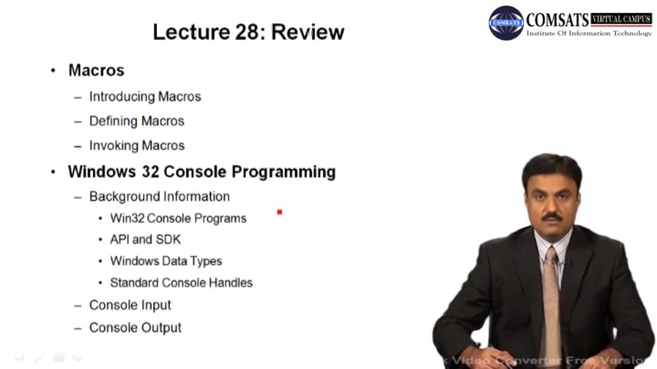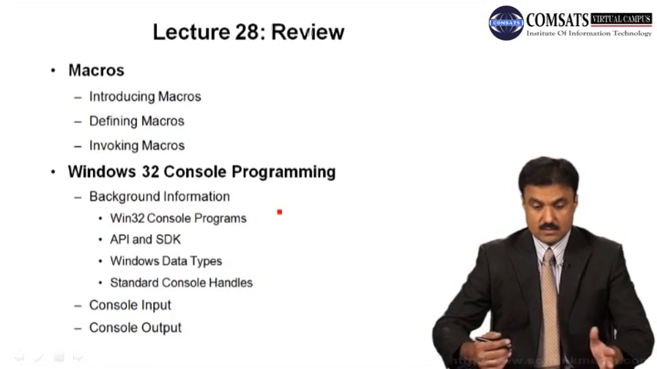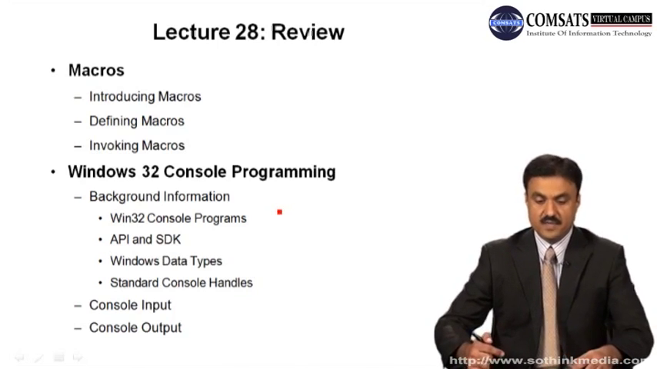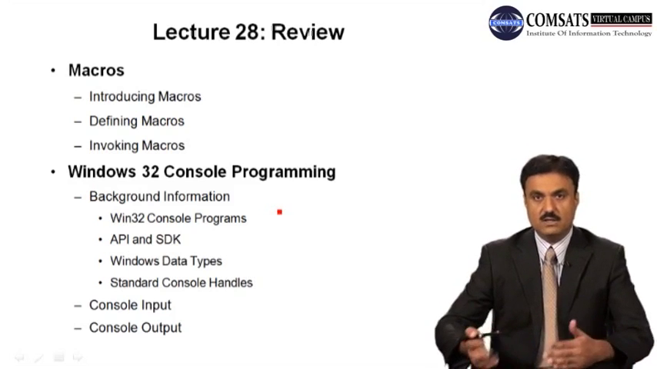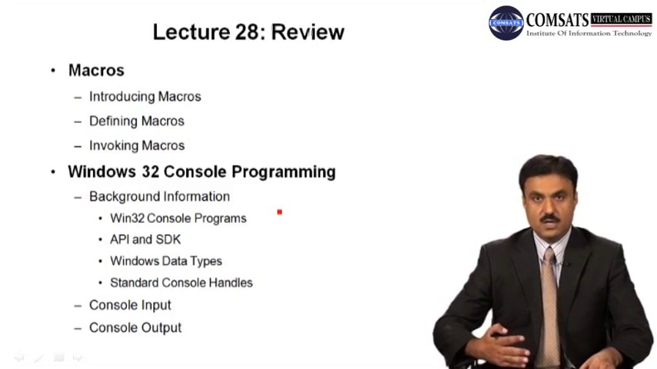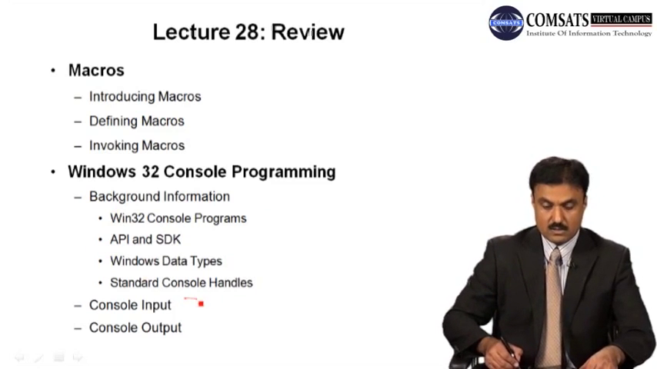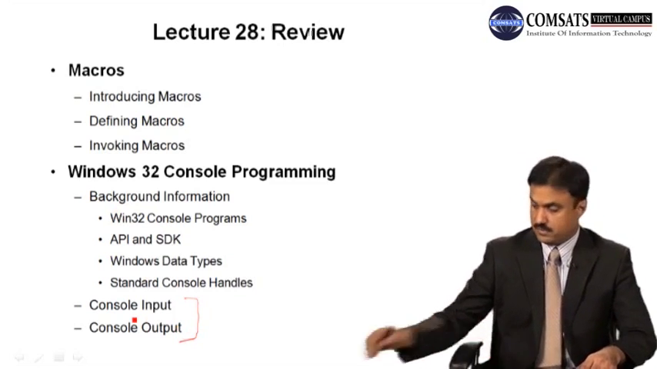Then we discussed how we can write Windows 32 console programs, and we also discussed a few Windows 32 console functions and the handles. So we discussed the background information: what is the Windows console program, what are the APIs and SDKs, data types in Windows, and how we can relate those data types with the assembly data types, and the standard console handles like input, output and error handle and so on. We also saw a few examples and the prototypes of console input and console output.